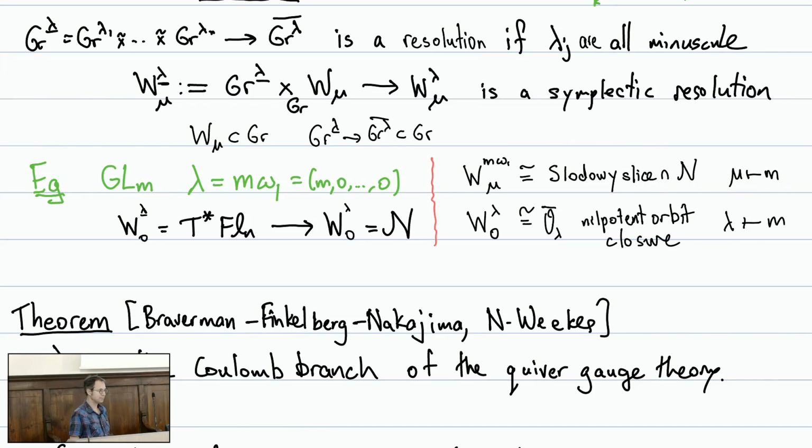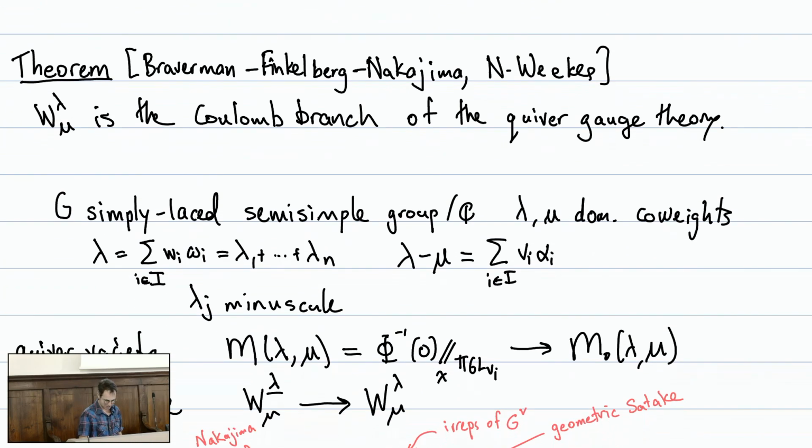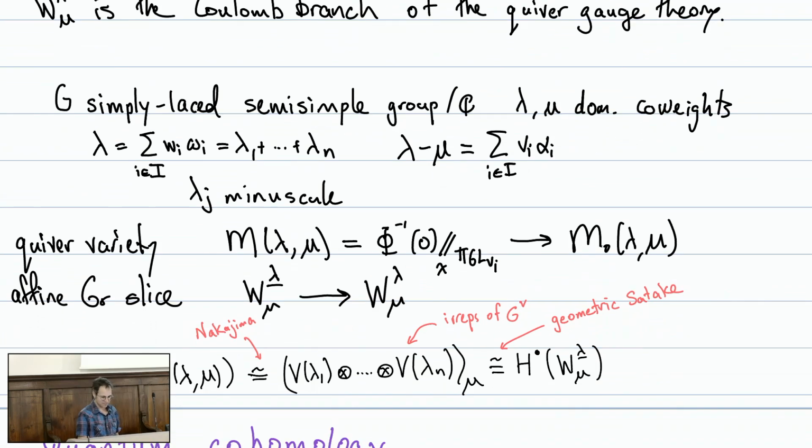Any questions about that? Yeah? Sorry, say that again? Yeah, so remember, it's basically coming right here. I'll answer your question now. So let's recap, and then we'll see your answer. Let's say we start with, just for simplicity, the simply laced case. So we start with a simply laced semi-simple group. We start with lambda and mu, these dominant co-weights.